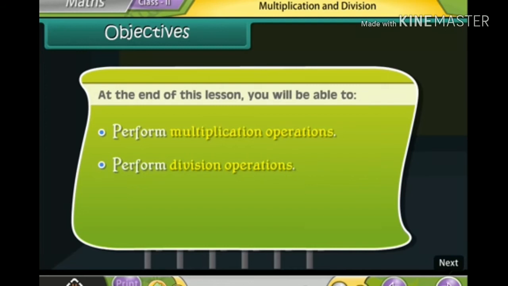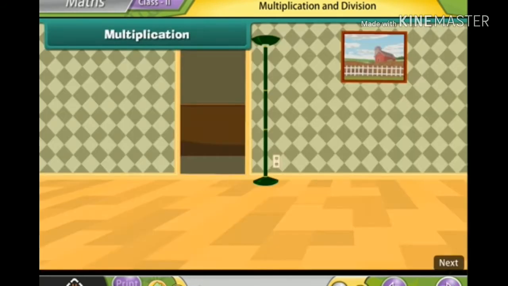At the end of this lesson, you will be able to perform multiplication operations and perform division operations. Multiplication.